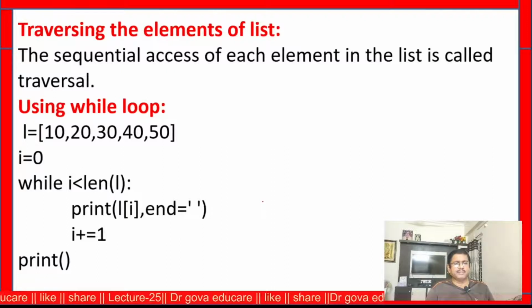Traversing the elements of the list. Traversing means displaying the elements of the list. The sequential access of each element in the list is called traversing. In traversing, we can use a while loop, a for loop, and also the index. First, this is the example for the while loop.